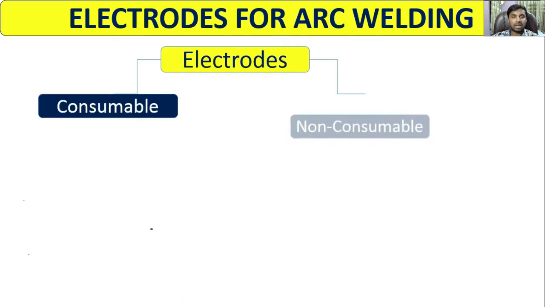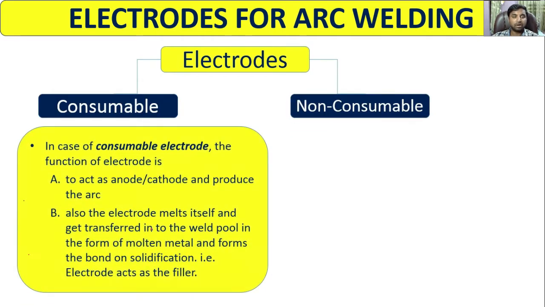Now we will discuss the electrodes for arc welding. What electrodes are used for arc welding? We can divide electrodes into two parts: one is consumable, another is non-consumable. So we'll go to the consumable electrode first.